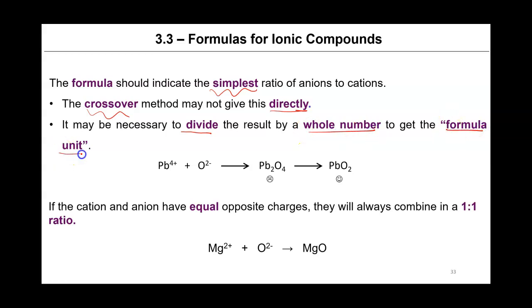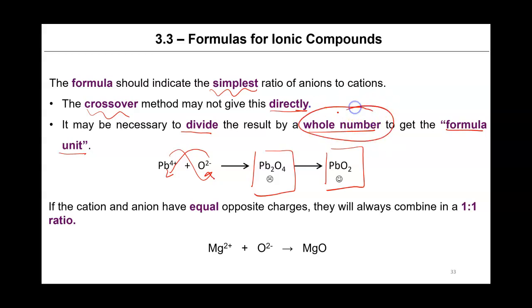For example, if Pb4+ combined with O2-, we might conclude that we'd need 2 leads and 4 oxygens. However, hopefully you can see that this is not the simplest whole number ratio of lead to oxygen in this compound, and that what we need to do is to divide both of our subscripts by 2 in order to obtain that simplest whole number ratio, which is the correct way of writing the formula of this compound.